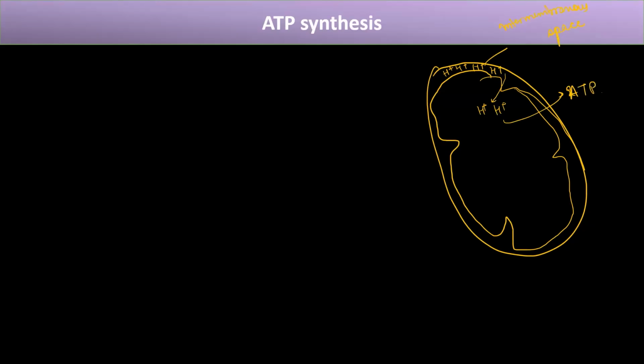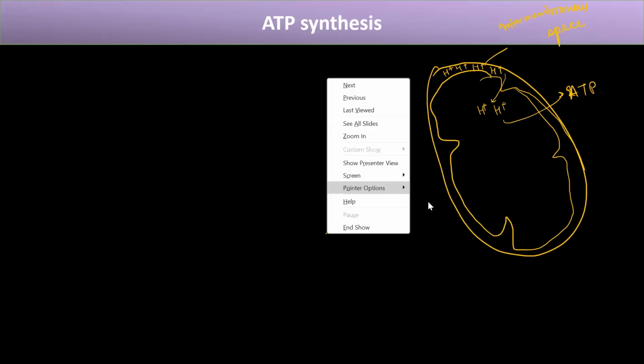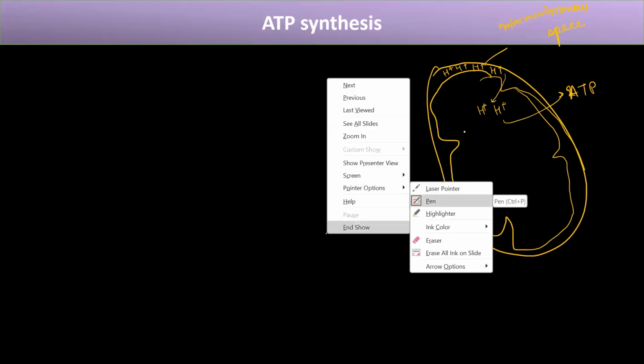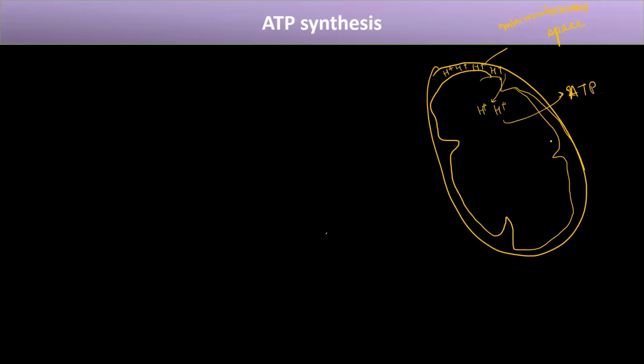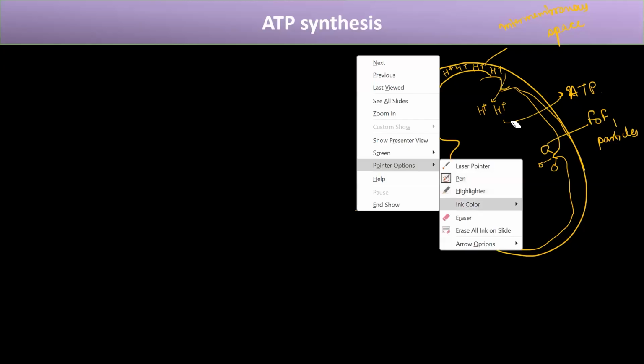Now, let's see how. Okay. So, this is just for an idea of where these things are taking place. Now, before erasing this, we are seeing this crista, right? Similar things will happen here. So this crista has these particles attached to it. These are known as what? F0, F1 particles. Okay. So now let's see what is happening here. So let's erase this.